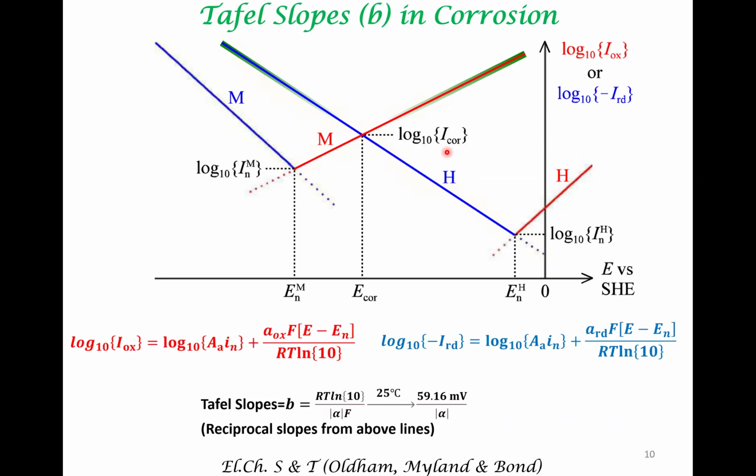Let's move on. Like we did in electrochemical kinetics, we can also get Tafel slopes in corrosion from this plot. Once we have these equations, we know how to represent these straight lines via these equations. From here, we can also get Tafel slopes.